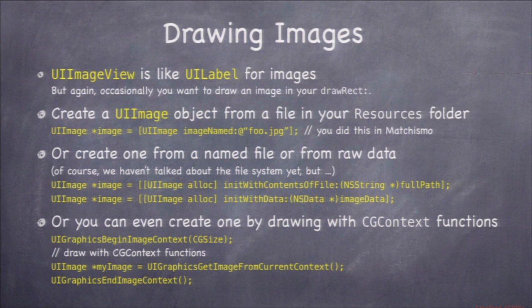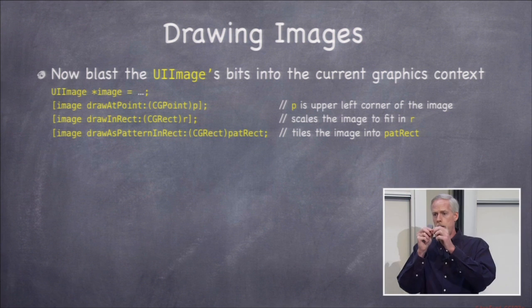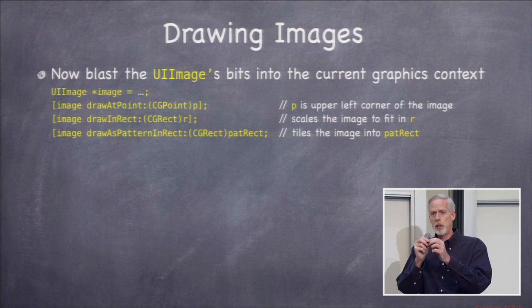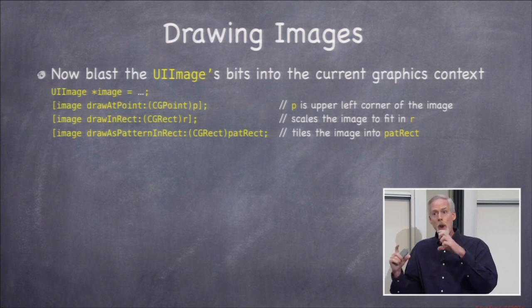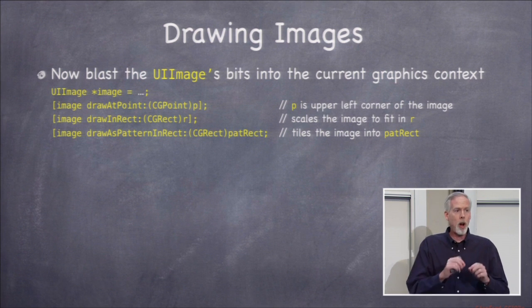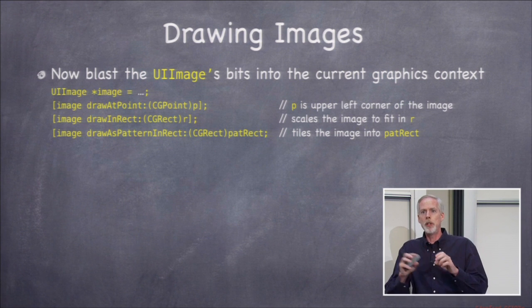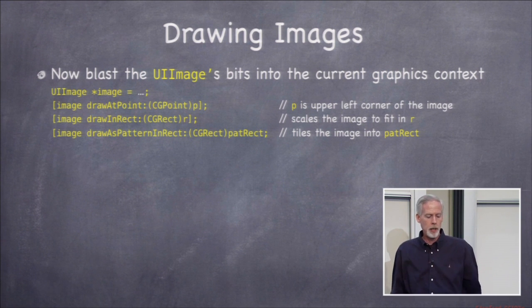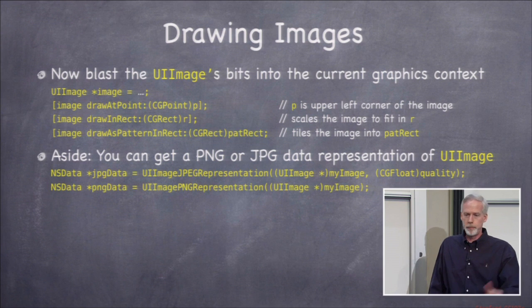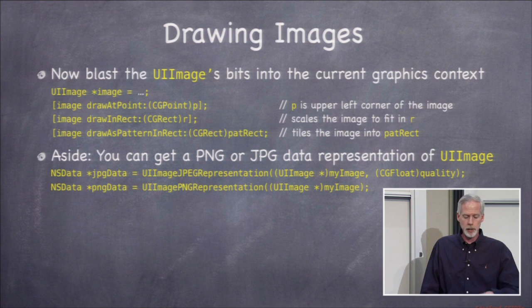Once you have a UIImage in your hand, you just send it draw at point, which will draw that image with its upper left-hand corner at the point you specify, or draw in rect, which will scale the image to fit in the rectangle you specify. Okay, this is a scaling one. Or draw as pattern in rect, which will tile the image, repeat the image to fill the rectangle that you specify. And you can get other representations, PNG representations of things you've drawn and all these things. So I just want to let you know that's in there. You don't need it for your homework, but anyway.